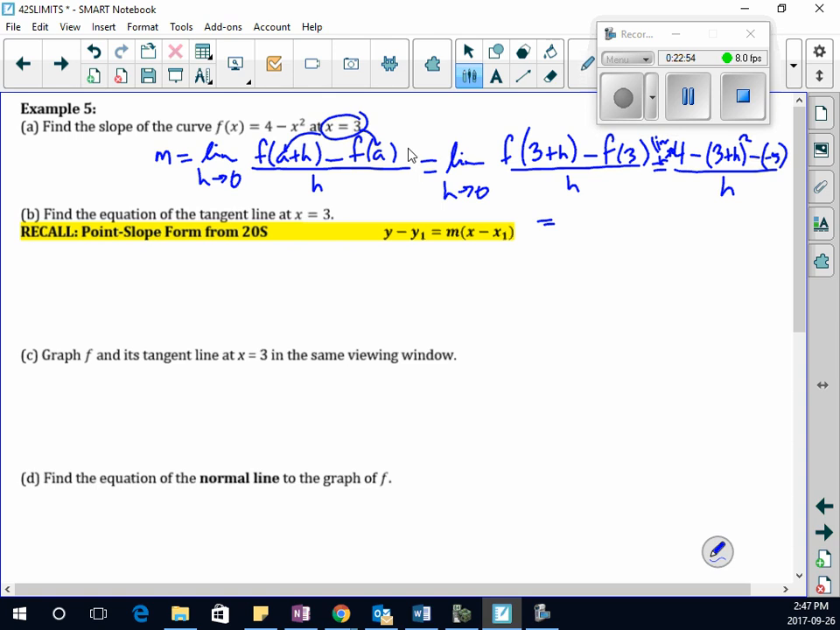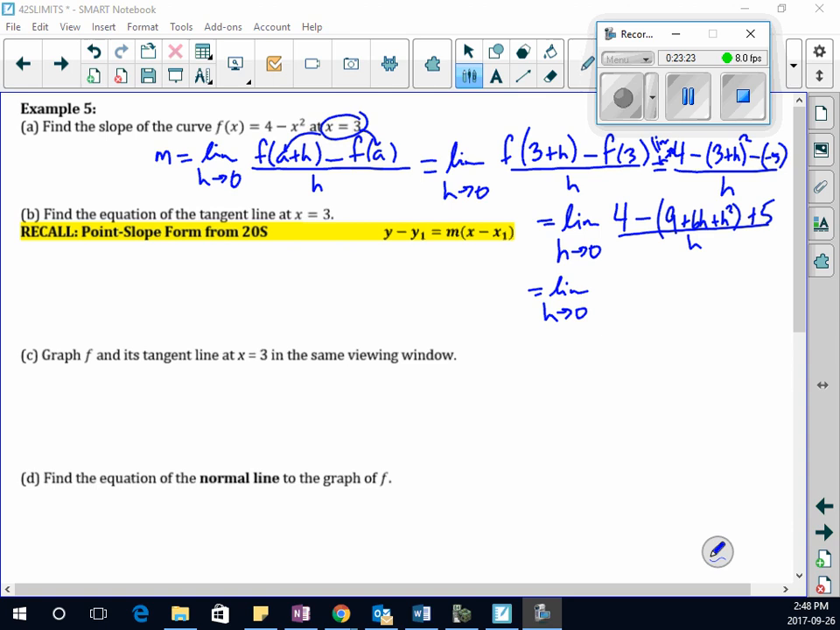Okay, so now I'm going to FOIL this out. 4 subtract, what do I get when I FOIL that? 9 plus 6h plus h squared plus 5. Does everybody see that? And that's, of course, divided by h. So equals the limit as h goes to 0. Okay, so then I get 4 subtract 9 minus 6h minus h squared plus 5 divided by h. Does everybody see? The 4 and the 5 will cancel the minus 9.